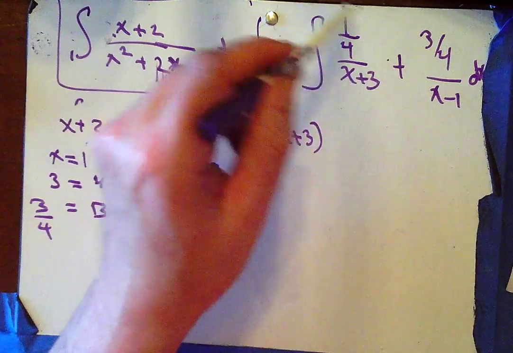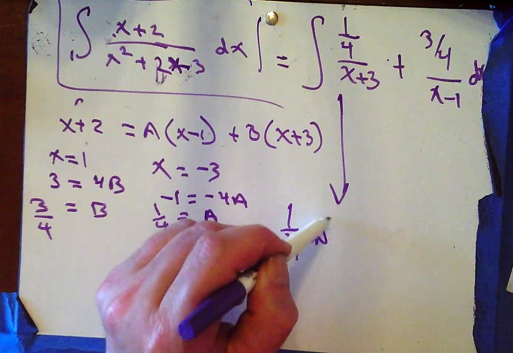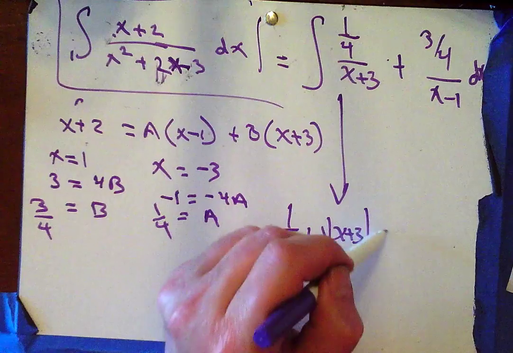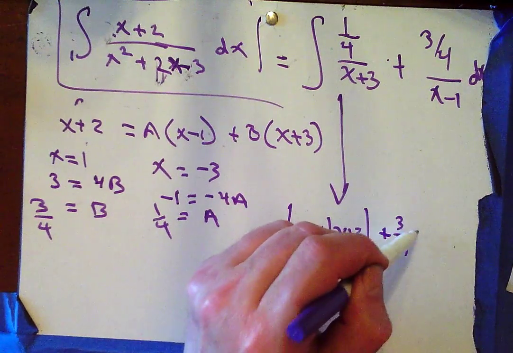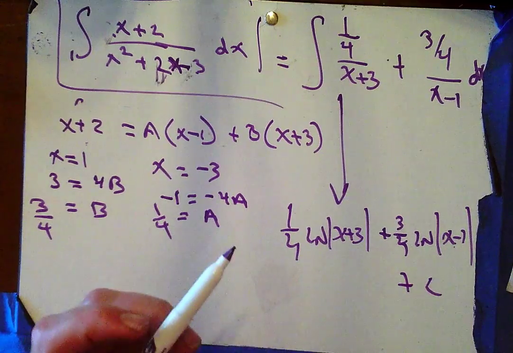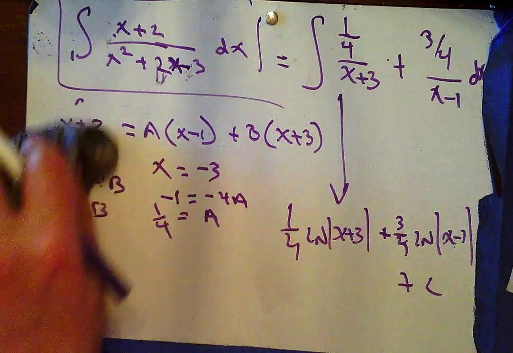So let's take a look here. That's going to be 1/4 ln x plus 3. And here, that's going to be 3/4 ln x minus 1. Don't forget the plus c. Yeah, that's much better. I would definitely like a minus there and not a plus.